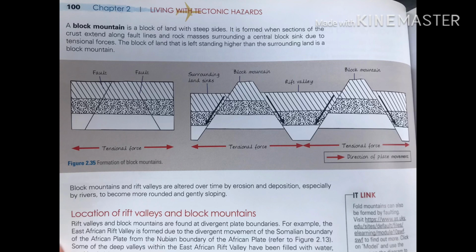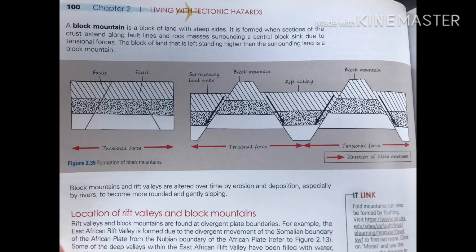Now for a block mountain, we are still looking at tensional force forming the block mountain. So similarly, the plate is being pulled apart from the sides. You still have fractures that form, normal faulting occurs. But now the pieces that are by the side are subsiding downwards, leaving the middle blocks behind. So the ones that are left behind now form a sort of a raised platform, which is your block mountain.